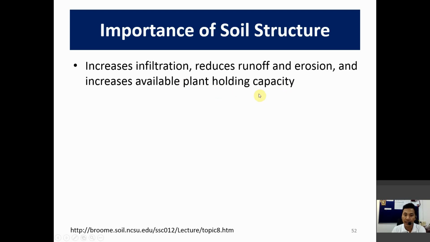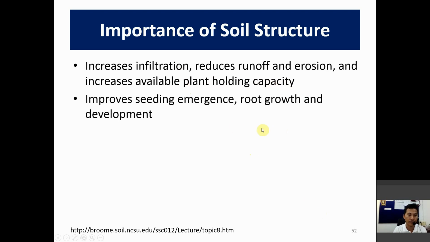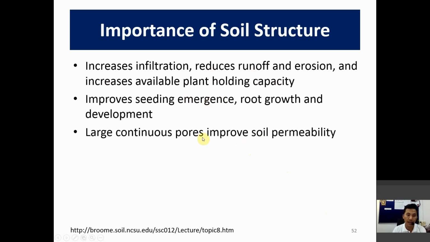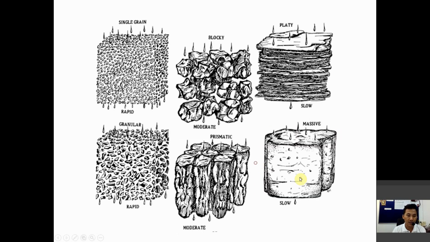On the other hand, large pores are also important, because when they're connected, they give you a pathway to drain water and let air flow through the soil system. Soil structure can improve seedling emergence, root growth, and development, and that's according to the pathway I mentioned that brings oxygen into the soil, and oxygen is really important for seedling emergence. Large continuous pores improve soil permeability, so that way the soil can have water and air circulate in the soil system.